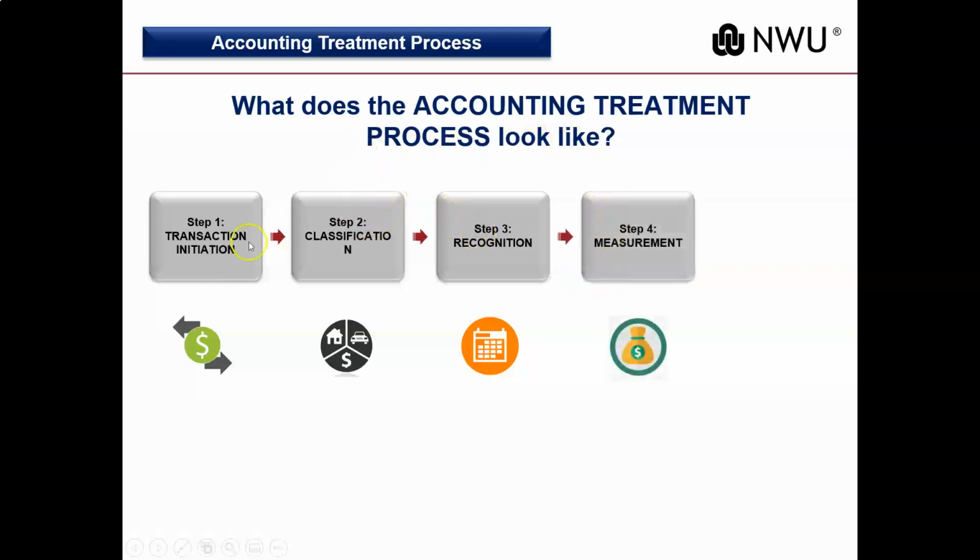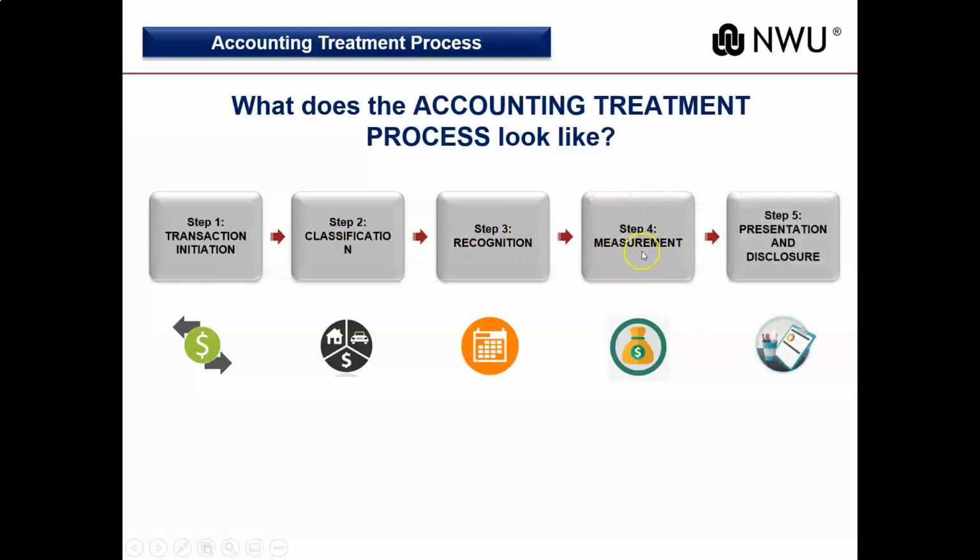Each and every transaction should have some value attached to it. So if I have, for instance, a credit sales transaction, there is an invoice involved, my source document. Indicated on the invoice, there is a certain amount associated with that sales transaction. That will then determine at what value I am going to record that transaction in my books. So step 4 is all about measurement.